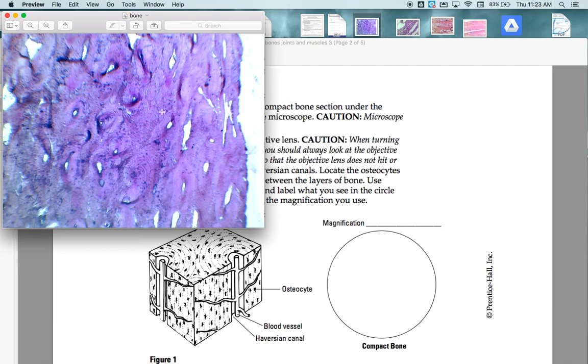And then these little dots there and there and there, all these little dots along these rings, those are individual cells like you see here. So these rings growing out around the blood vessels, you can see these little dots in the rings around those as well. Those are living cells that allow you to grow and repair and heal your bones. So take this picture, insert it here, and make sure you label the osteocytes and the Haversian canals in the picture and write down the magnification of 400x.